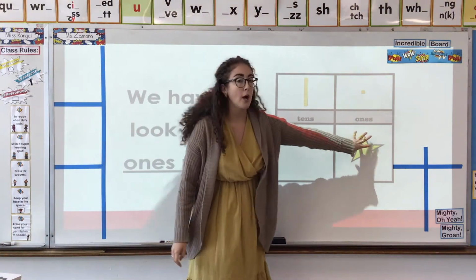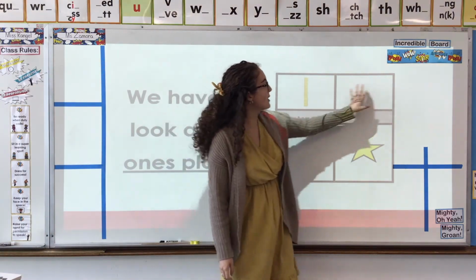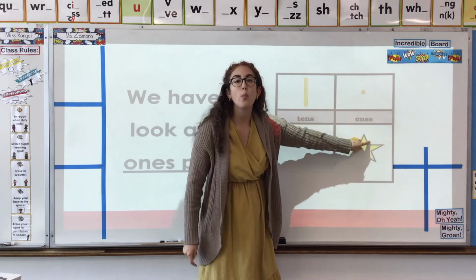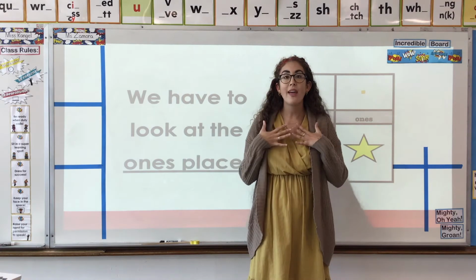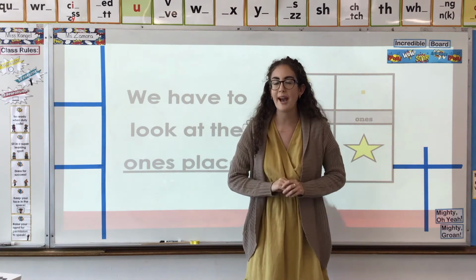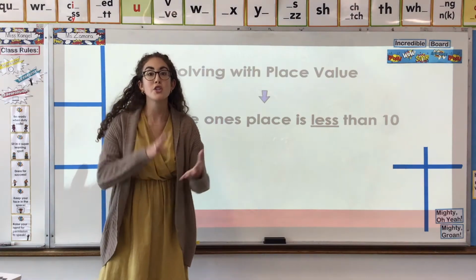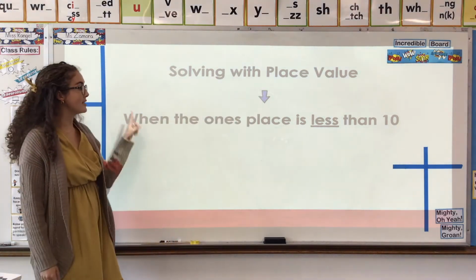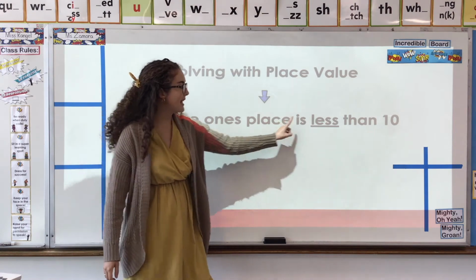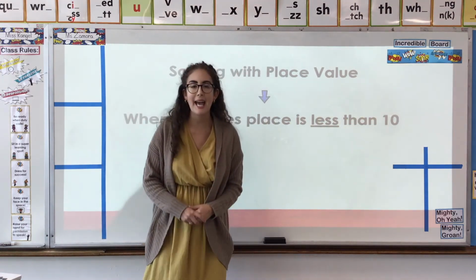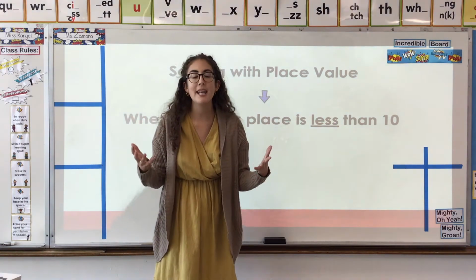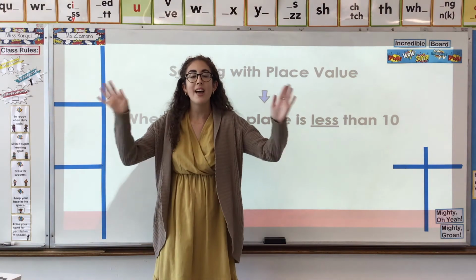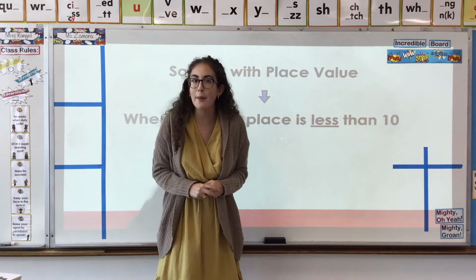So, in our place value knowledge, we're always going to look at the number all the way to the right, the ones place. That is going to be the clue that we have to look for. So our clue to solving with place value is when the ones place is less than 10. So when we see an addition problem, we are going to look for a ones place that is less than 10. I'm going to show you what I mean.